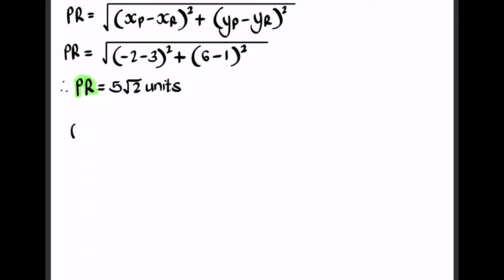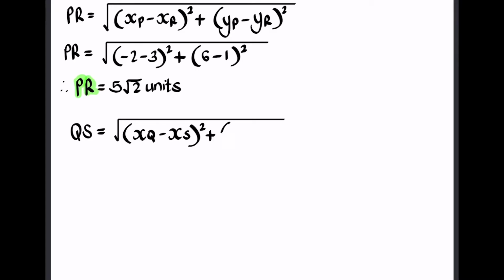All right, so we have QS equal to, and I'm going to just write out the whole formula, the square root of (XQ minus XS) all squared plus (YQ minus YS) all squared. Now remember, you could have XS minus XQ so long as you have YS minus YQ on the other side.